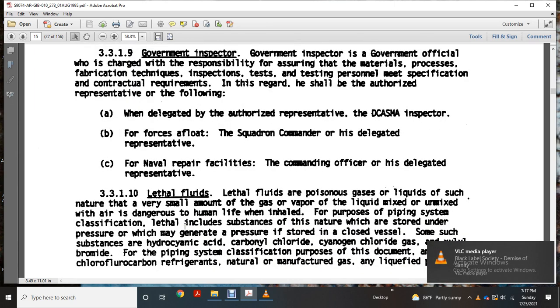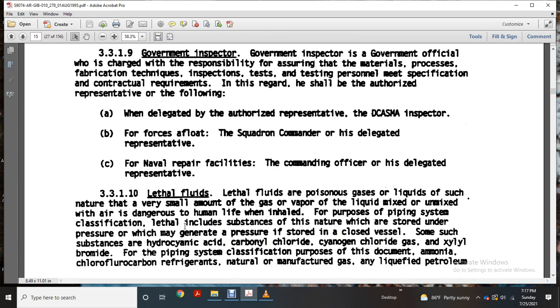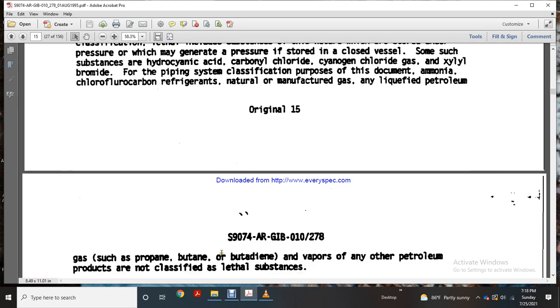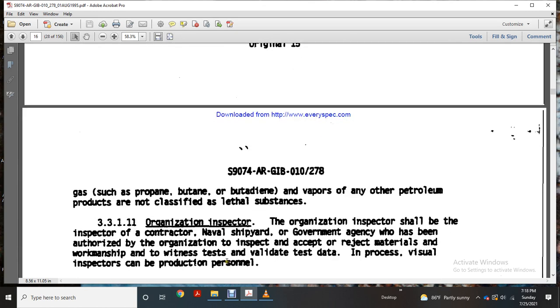Lethal fluids. Lethal fluids are poisonous gases or liquids, such as those of the nature of a very small amount of the gas, vapor, or liquid mixed or unmixed with air, dangerous to human life when inhaled. For the purpose of piping, the classification lethal includes substances of the nature stored under pressure, which may generate pressure stored in a closed vessel, such as hydrocyanic acid, carbonyl chloride, cyanogen chloride gas, and xylyl bromide, for piping system classification. For the purpose of the document, ammonia and chlorofluorocarbon refrigerants, natural manufactured gas, or liquid petroleum gases such as propane, butane, and butadiene vapors and other petroleum products are not classified as lethal substances.